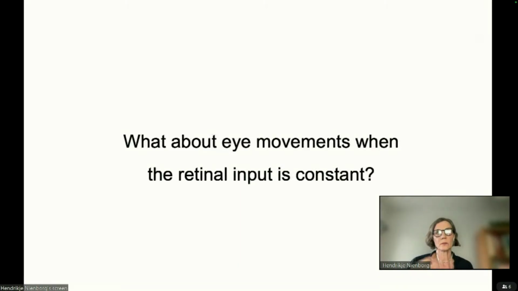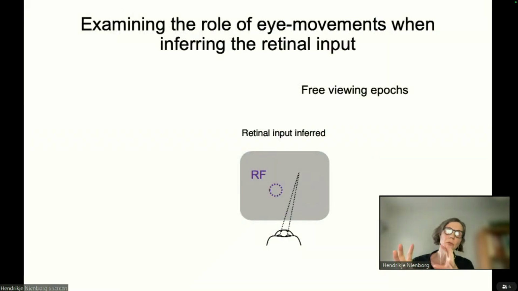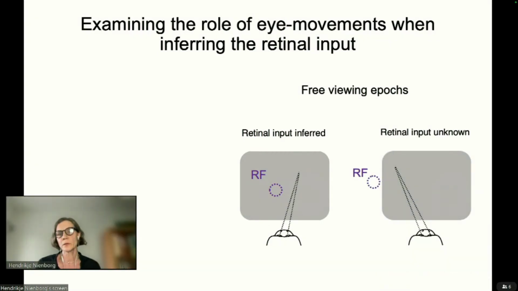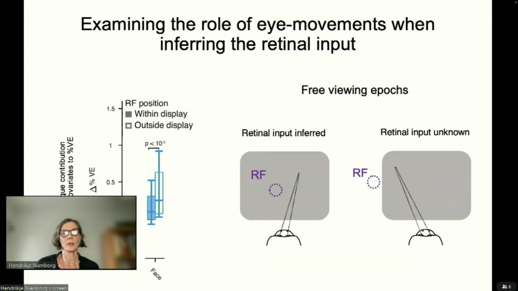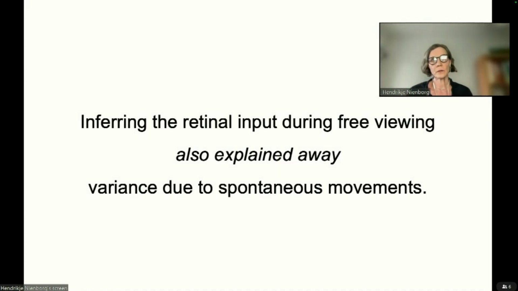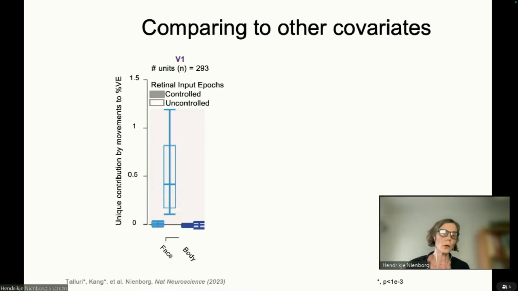Now, what about eye movements when the retinal input was kept constant? To do this, we leveraged the fact that we knew the receptive field positions of all the units we recorded from, and so we could separate these viewing epochs into some in which we could infer the retinal input, and others where we could not infer it because the eye movements took the receptive field outside of the display. And when we did this, we also found that inferring the retinal input again reduced the variance previously explained by these facial movements. So inferring the retinal input during these viewing epochs also explained away variance due to these movements.